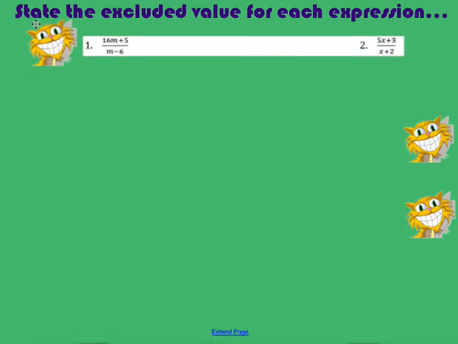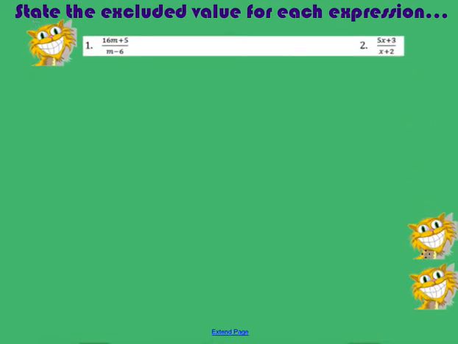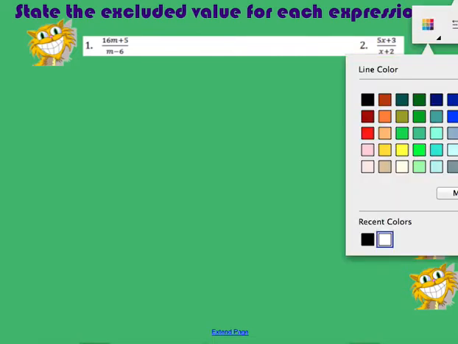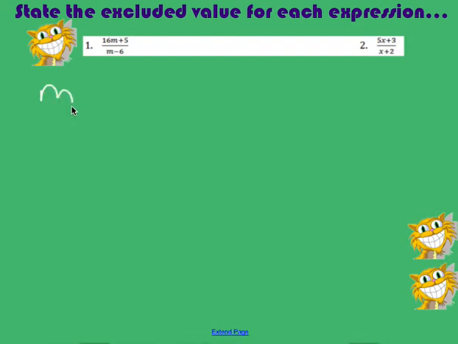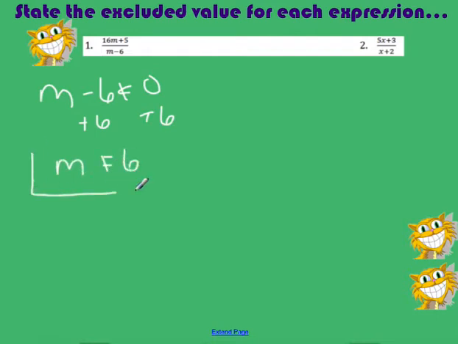Taking a look at number 1. We have 16m plus 5 divided by m minus 6. What we don't want is the denominator to be equal to 0. So here's what we're saying: m minus 6 cannot be equal to 0. Now I'm going to solve this for m like I was solving a normal equation. I'm going to add 6 to both sides, and I get that m cannot equal 6. So my excluded value for number 1 is that m cannot be 6, because if m was 6, our denominator would be 0.